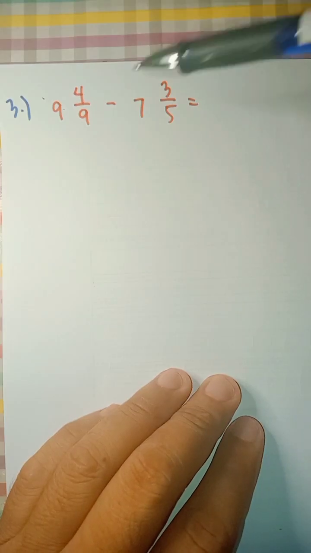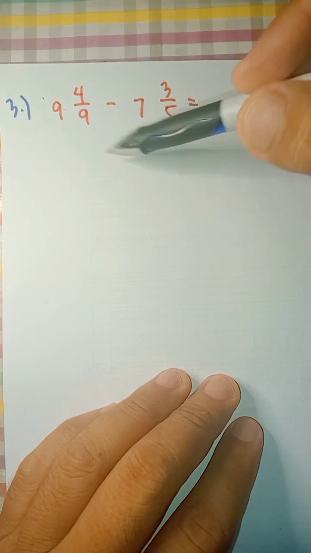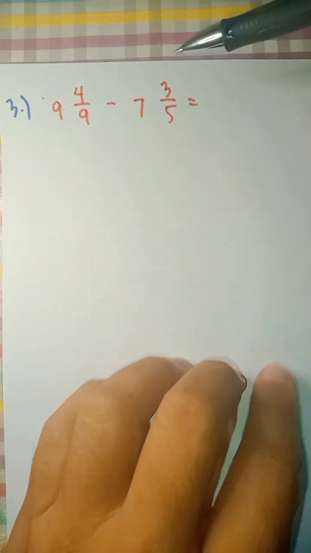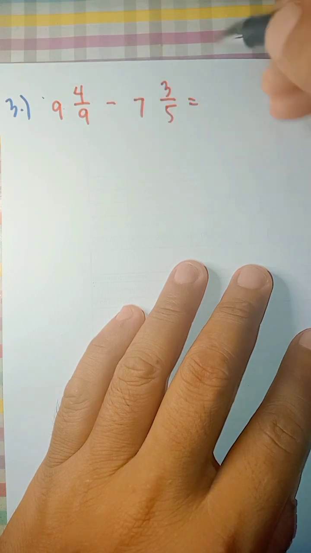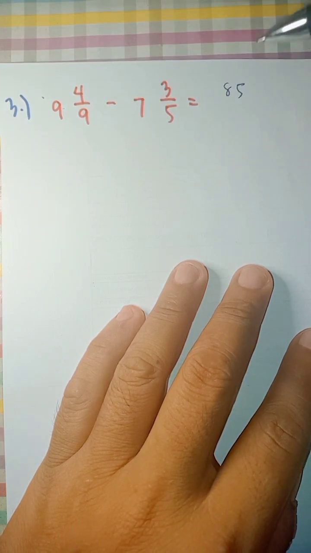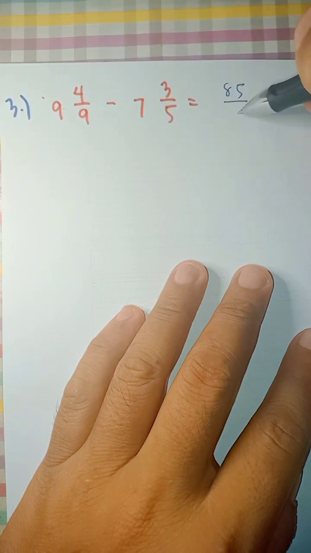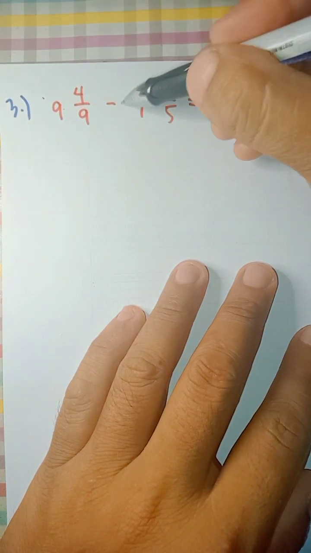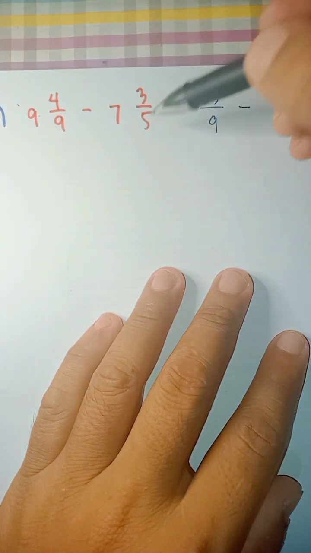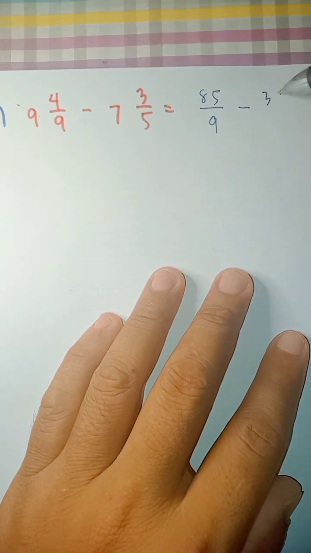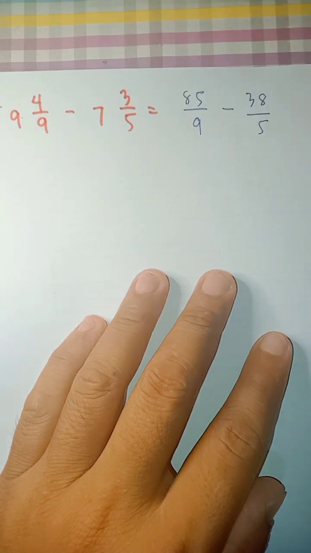Now another way of solving this problem is to convert these mixed fractions into improper fractions. Now 9 times 9 is 81, plus 4 is 85. Then copy 9 as denominator. Then minus 5 times 7 is 35, plus 3 is 38. And then copy 5 as denominator. Now let's use the crisscross method to find the difference of these two improper fractions.